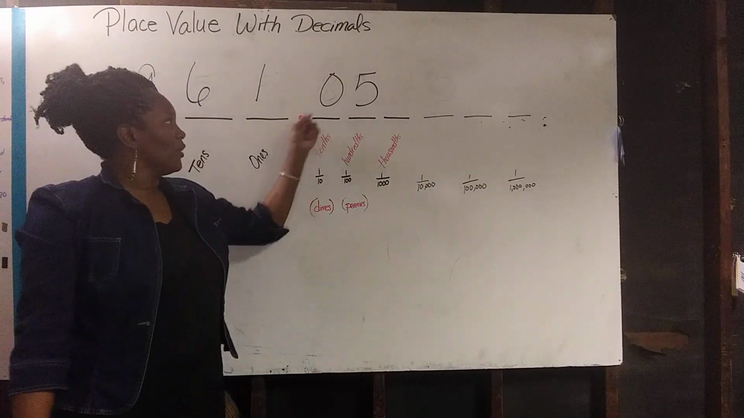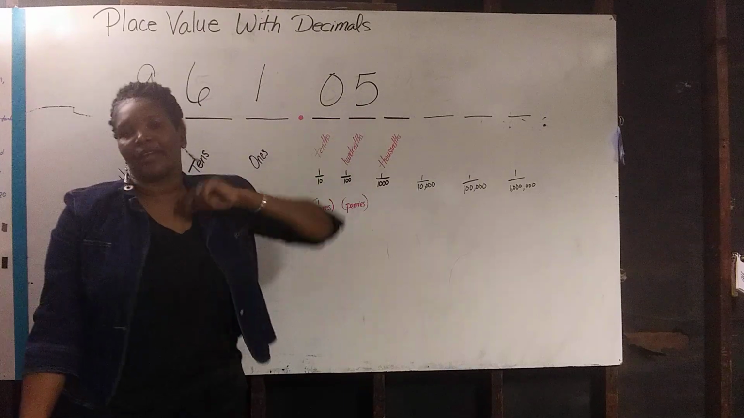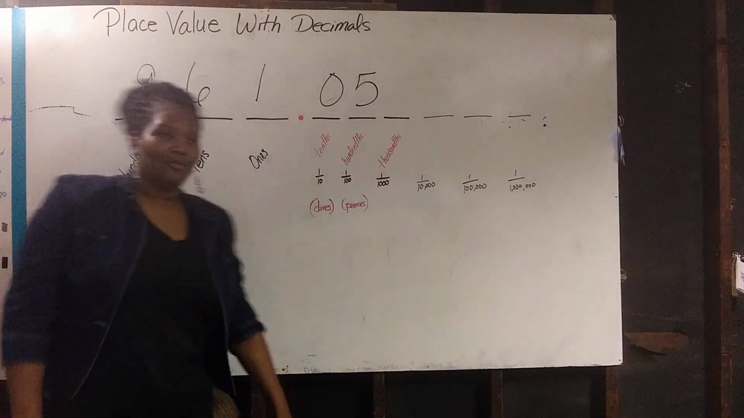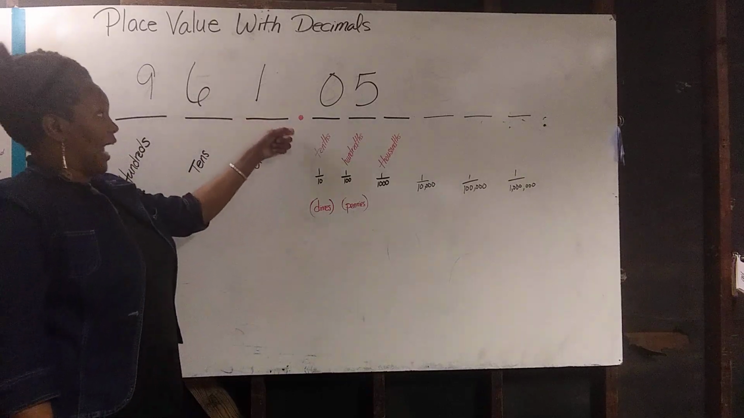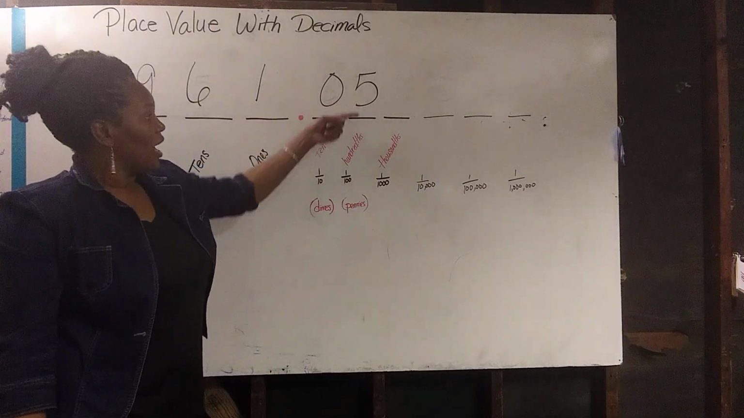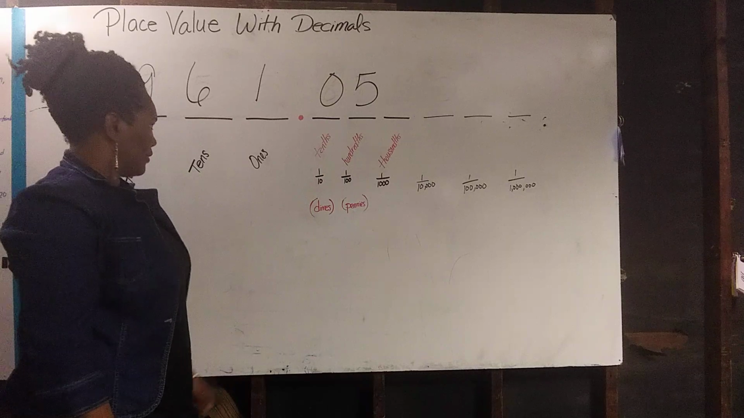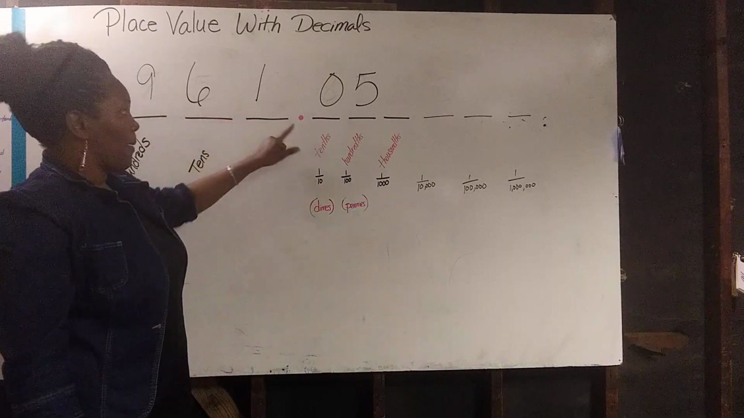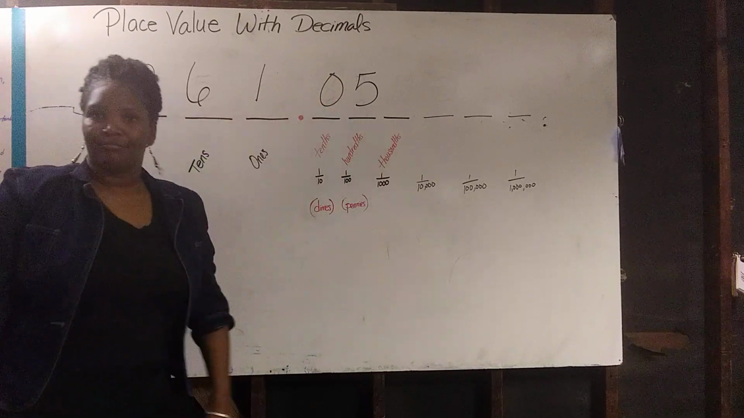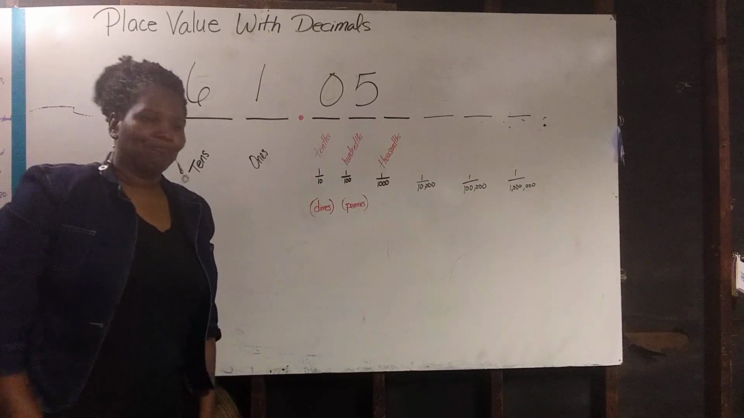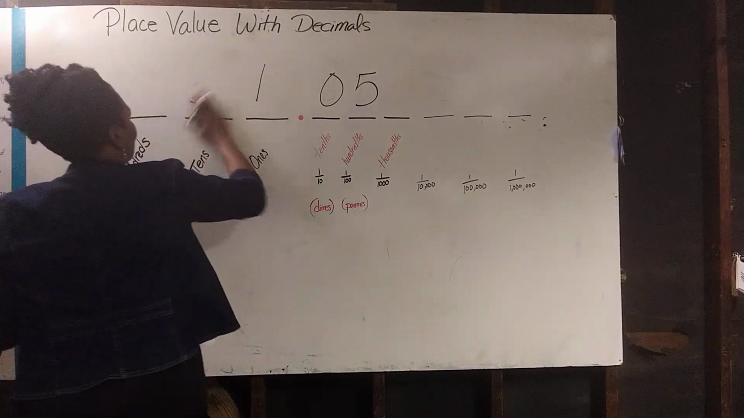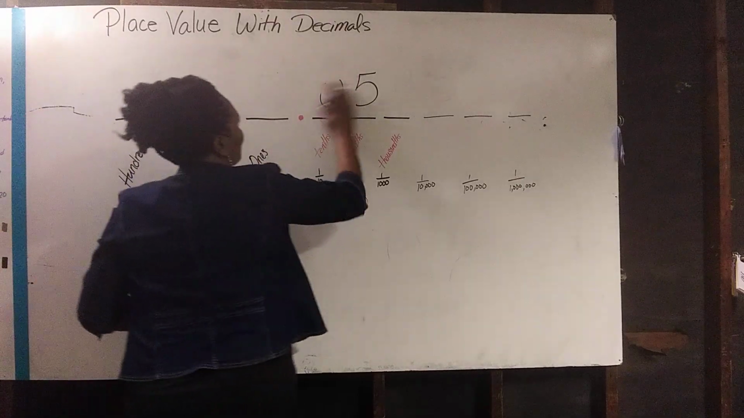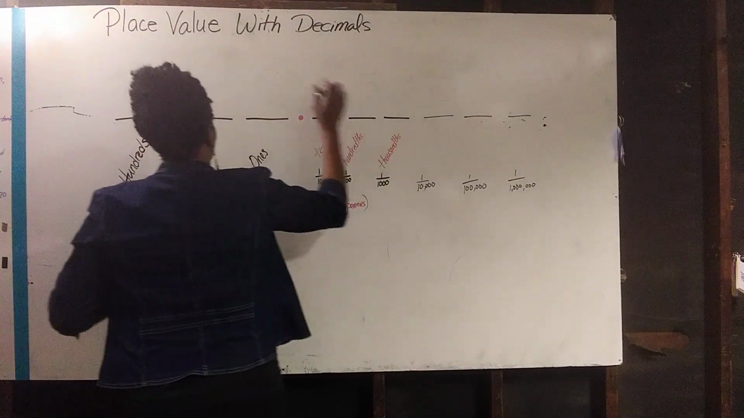0.05. When you say point, after you say point, you just call out the numbers that's behind the decimal. Okay? So 961 and 5 hundredths, or 961.05. That's it. Okay? Let's do the next one. We're just going over how to read these numbers. Okay?